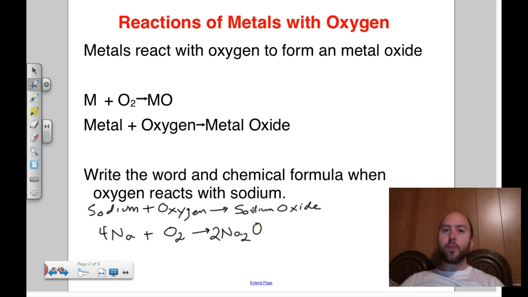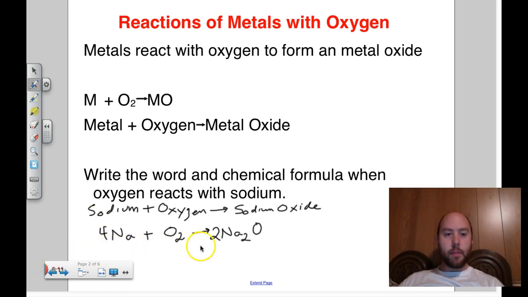So you have to memorize whenever you add a metal and an oxygen, you get a metal oxide. So again, you just write down whatever the metal is plus oxygen yields the metal oxide. That's it. So let's pretend it was aluminum. Aluminum plus oxygen, aluminum oxide. And then you have to write the formula.